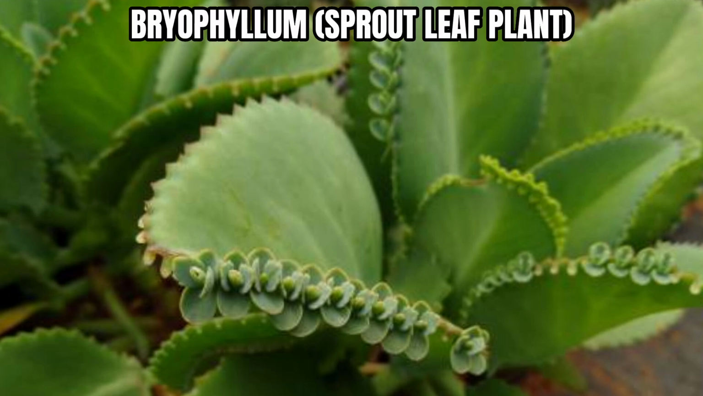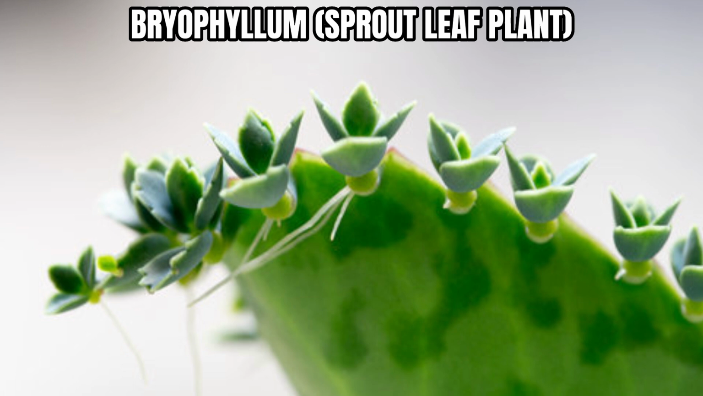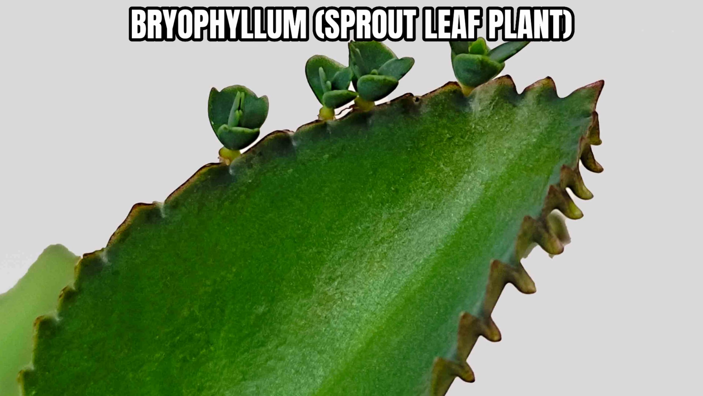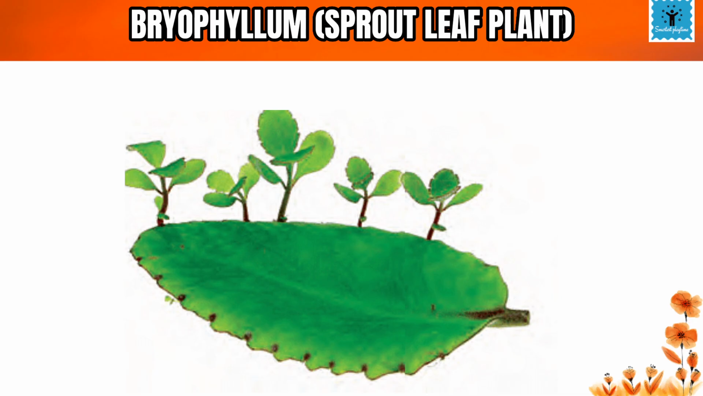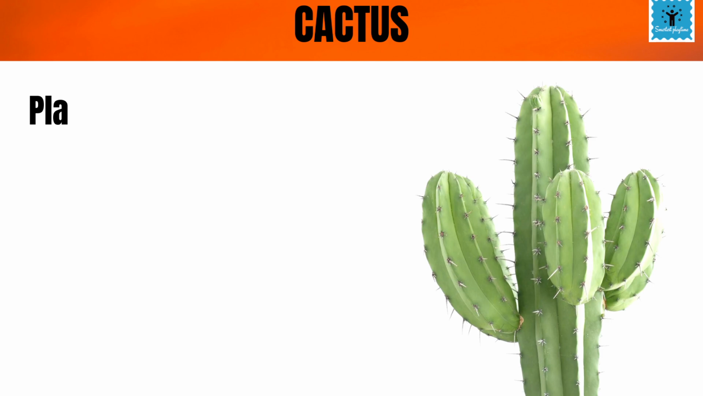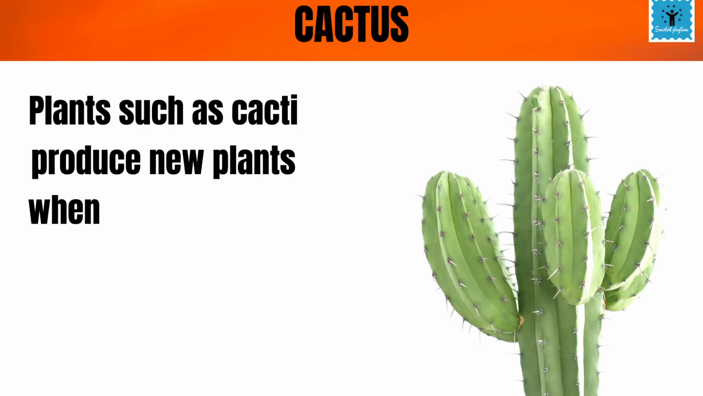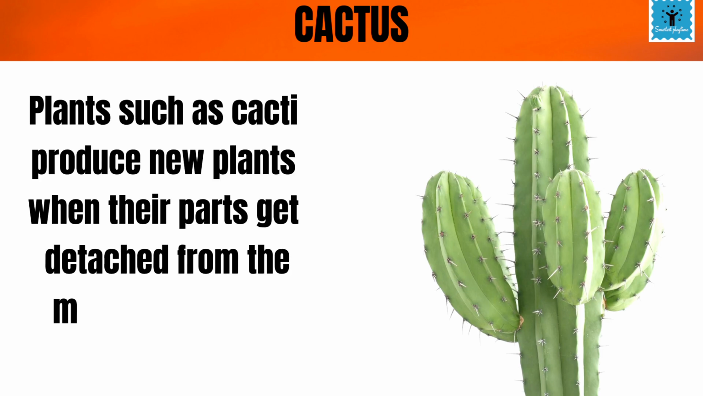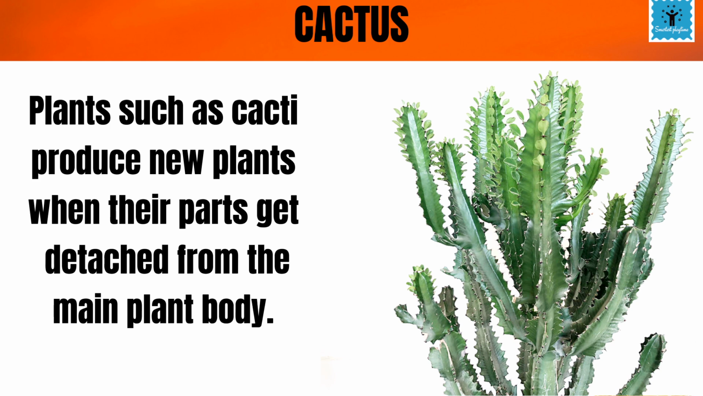Bryophyllum is also called sprout leaf plant. It has buds in the margins of the leaves. If a leaf of this plant falls on a moist surface, each bud can give rise to a new plant. Other than this, plants such as cacti produce new plants when their parts get detached from the main body. Each detached part can grow into a new plant.